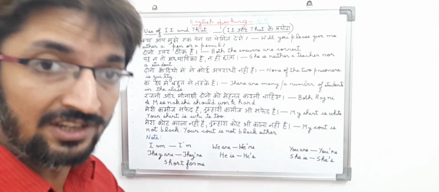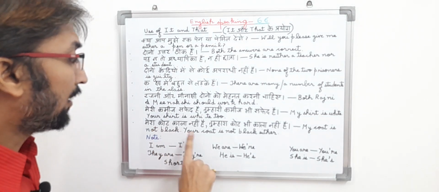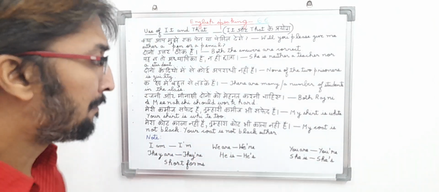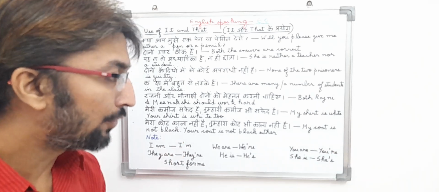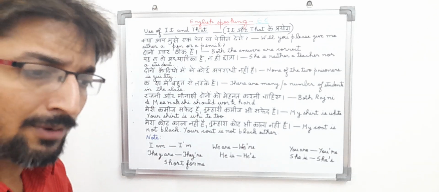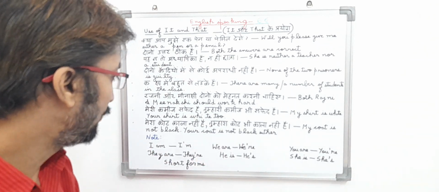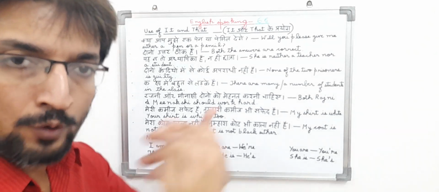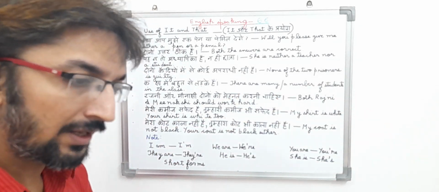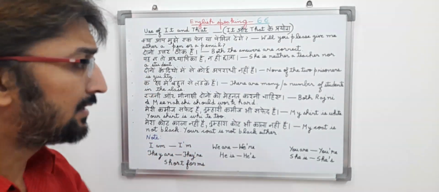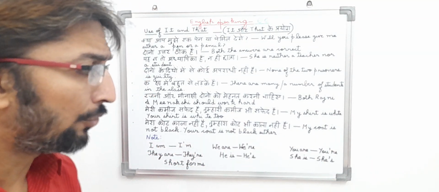miscellaneous type sentence. मेरा कोट काला नहीं है, तुम्हारा कोट भी काला नहीं है. So in English it means my coat is not black, your coat is not black either. The sentence is basically mentioning about the color of the coat. So the person is saying मेरा कोट काला नहीं है और तुम्हारा कोट भी काला नहीं है, means both are wearing different colors coat.